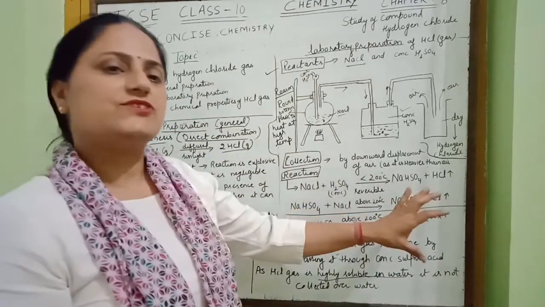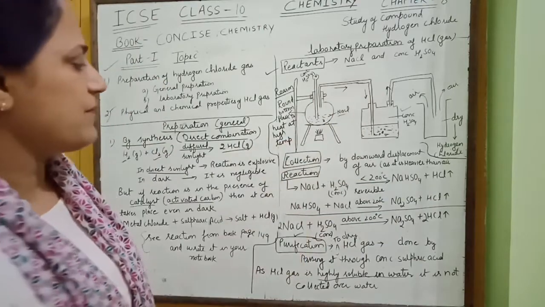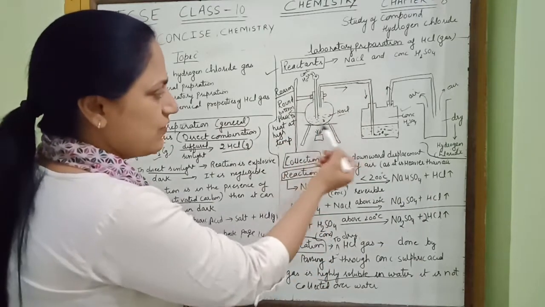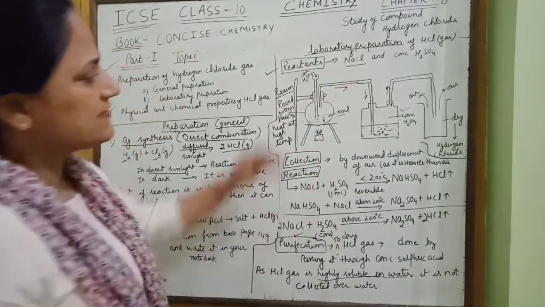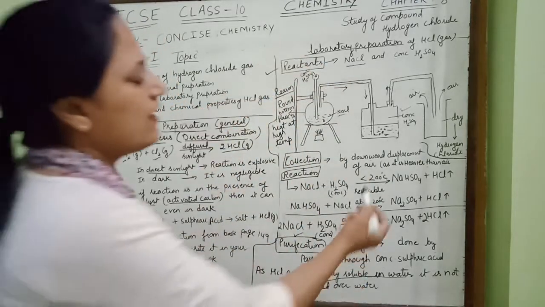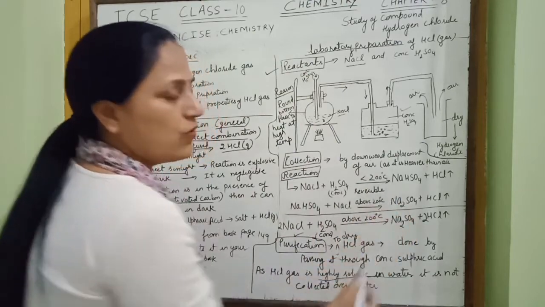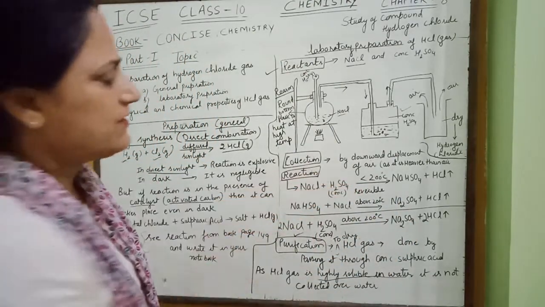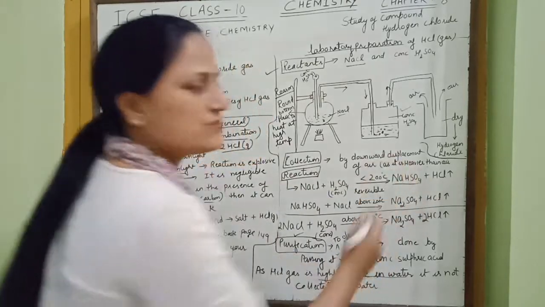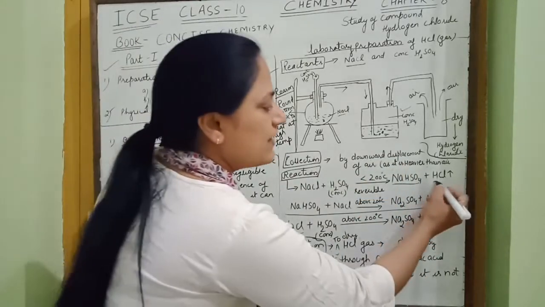Now look at the reaction. What reaction takes place in this experiment? This NaCl, which is already present in the round bottom flask, when concentrated sulfuric acid is added through the thistle funnel, and the temperature here is less than 200 degrees Celsius. Remember, this reaction is a reversible reaction. We will get sodium hydrogen sulfate and hydrogen chloride gas formed.